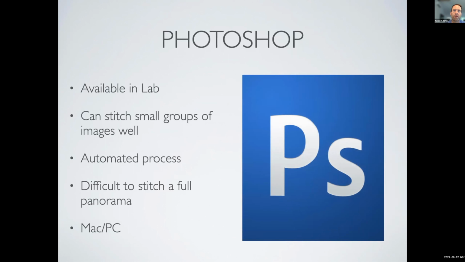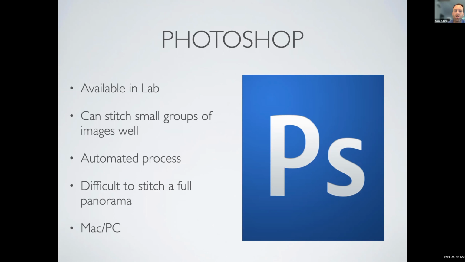So software, how do we process this stuff? Well, guess what? Of course, we're going to be able to process it in Photoshop. Otherwise, why would I teach it in this class? It's great because we all have it. It can stitch small groups of images together really well. So 9 images, 12 images, it's going to do a great job. If you threw 36, 48 images at it, it's going to have a lot harder time.